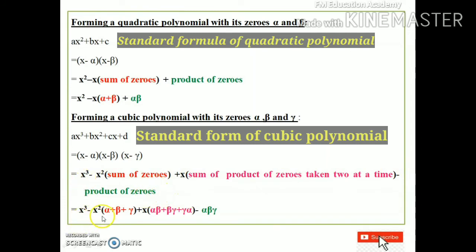So x cubed minus x squared into, what are the zeros here? Alpha, beta, gamma. Add them, that will give me the sum. So alpha plus beta plus gamma, plus x into sum of product of zeros taken two at a time. Taken two at a time means if I take first alpha beta, then beta gamma, then gamma alpha, I need the sum. So plus. Then minus product of zeros. Product means alpha into beta into gamma.